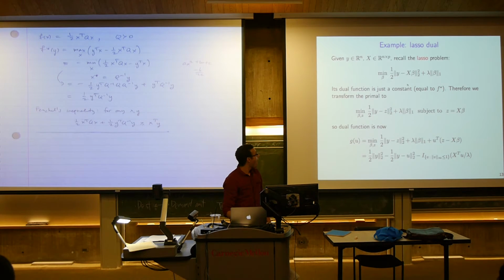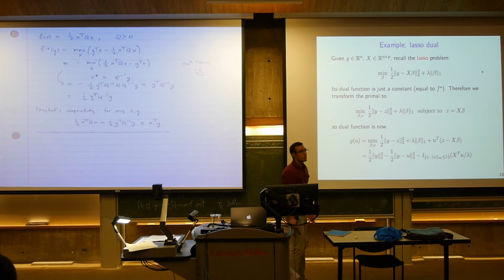So for the lasso problem, remember, we're given a vector of continuous responses y and a matrix of predictors X. We're going to find the regression parameters beta that minimize the squared error between y and X beta, times a half, plus lambda times the L1 norm of beta. What's the dual function of this problem?